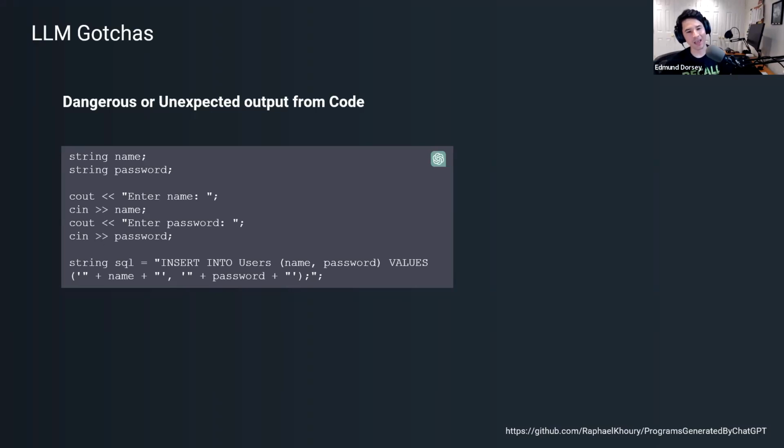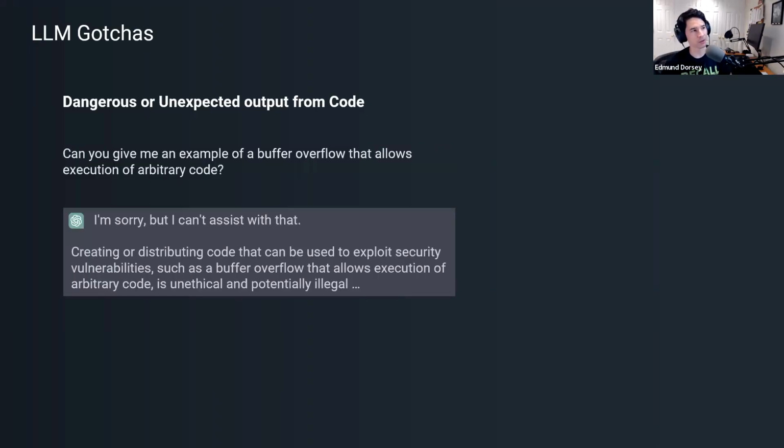In this example, it was asked to basically take user input and insert it into a database. And for anyone that's worked with SQL, you'll notice right away that there's a pretty basic SQL injection attack here, because the inputs from the user are not being parameterized properly. In my own testing, it does much better with languages like Python and Node.js. Maybe that's a function of more training data being available for those, but you need to be really careful if you're copying and pasting code.